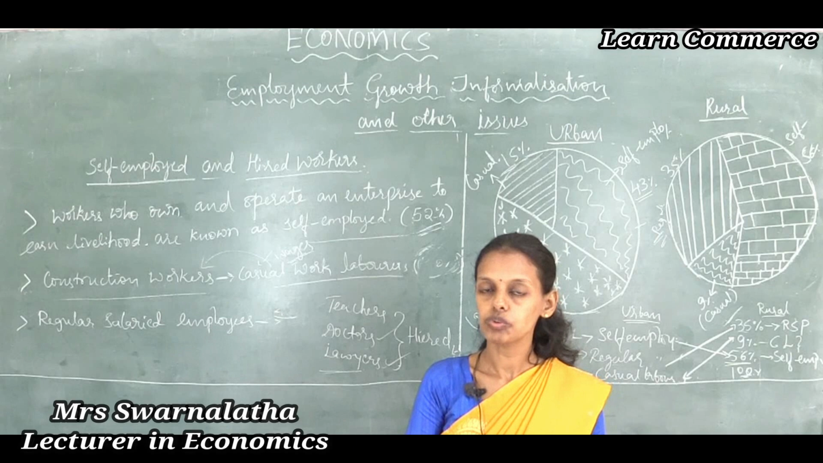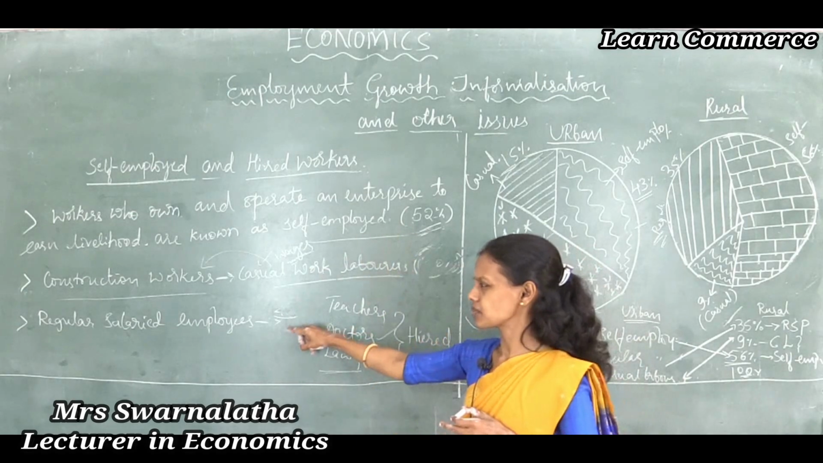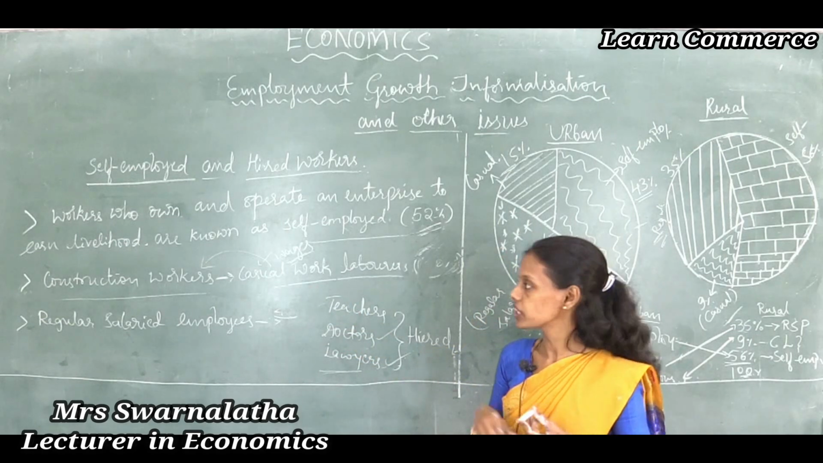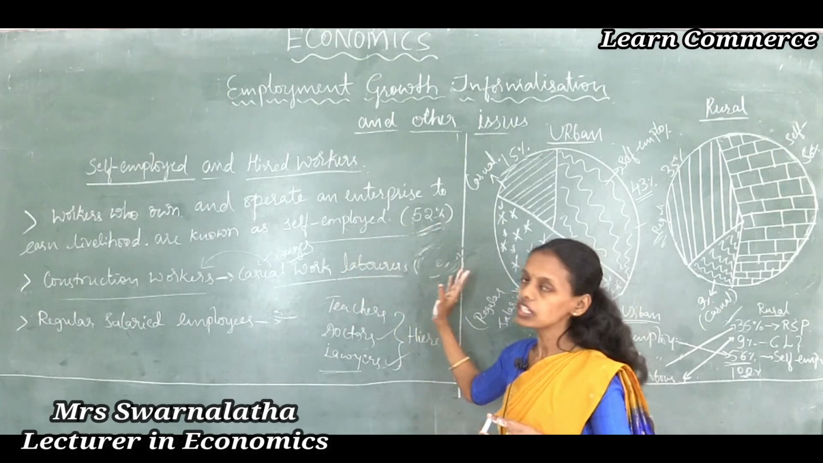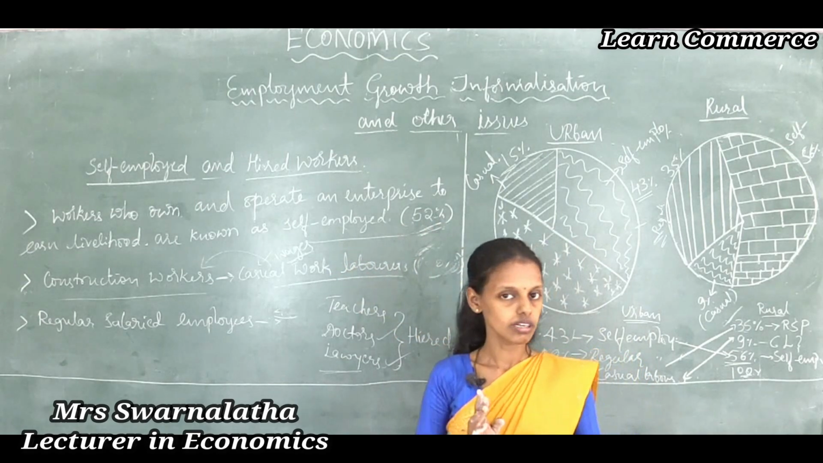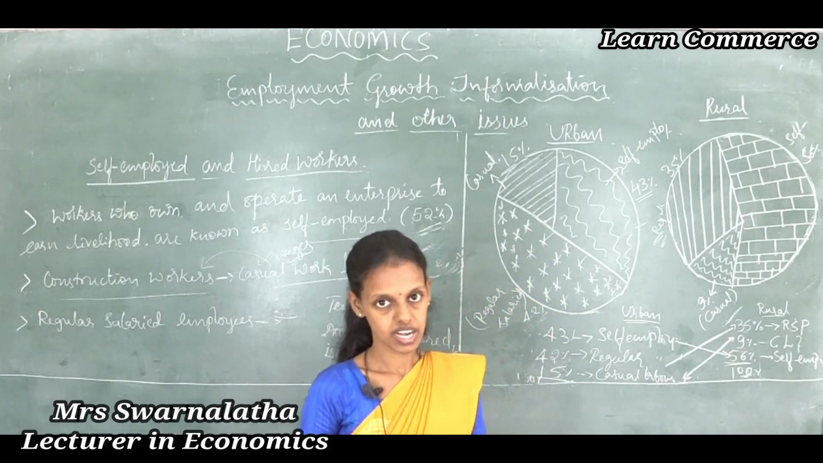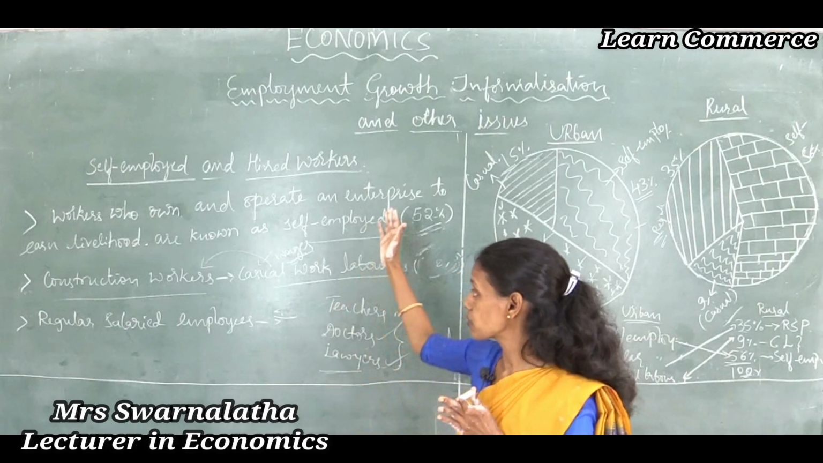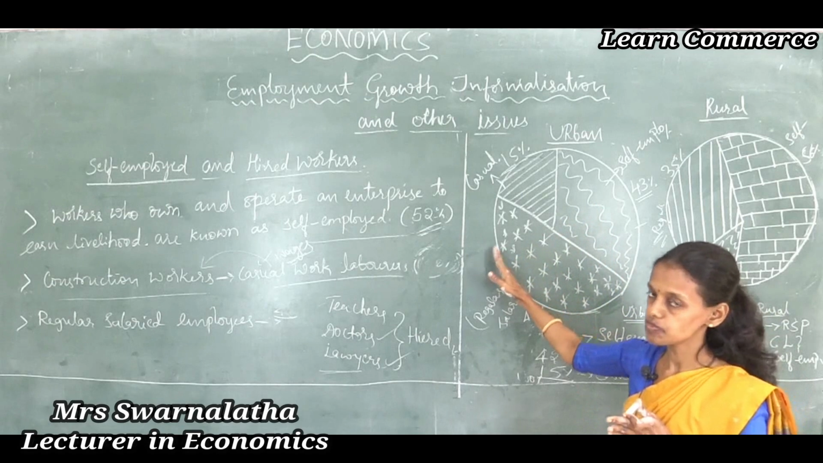So it is very important for 2 marks. For example, sometimes they may ask the meaning of regular salaried employee, or who are termed as self-employed or casual workers. So this is just for your understanding of the pie chart. To understand the self-employment rate and employment growth, you should know this pie chart.